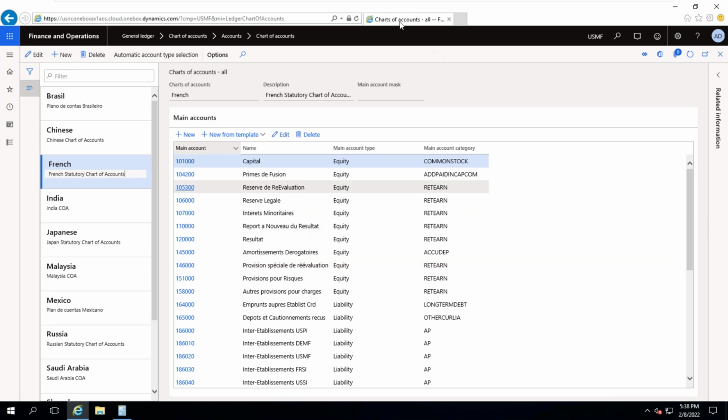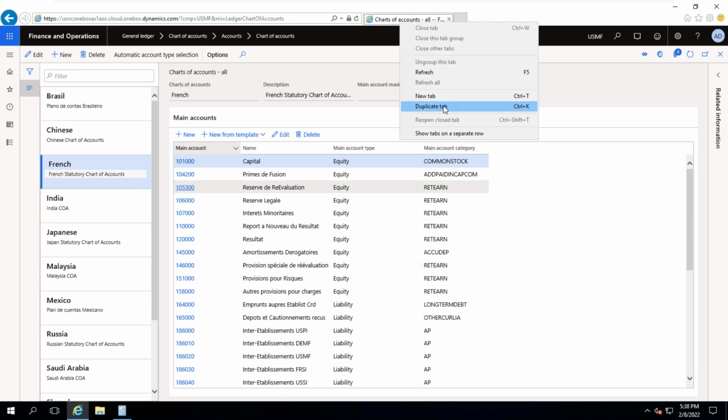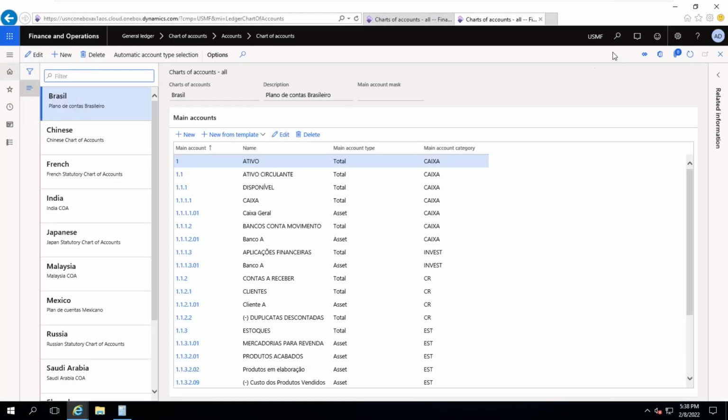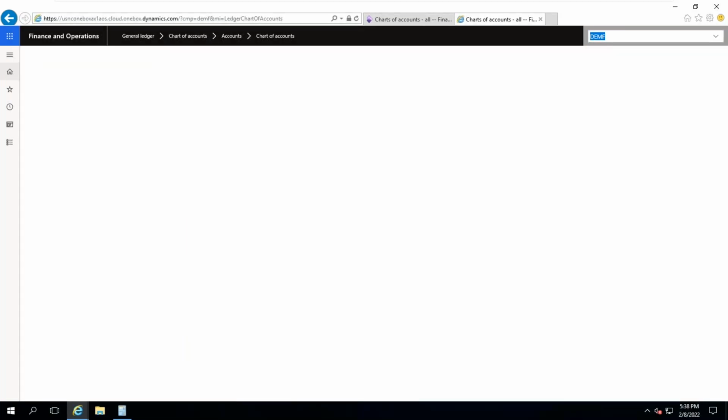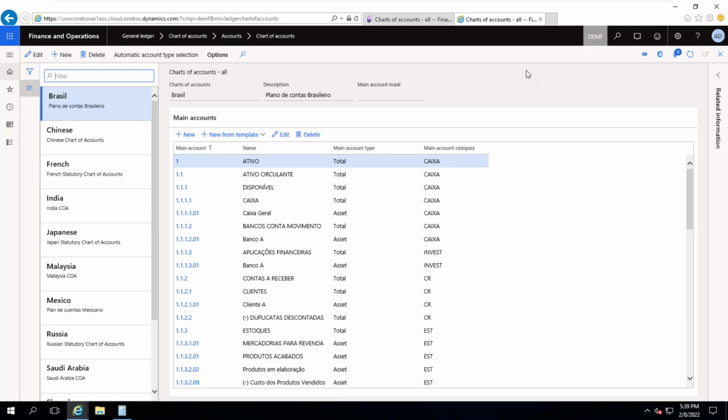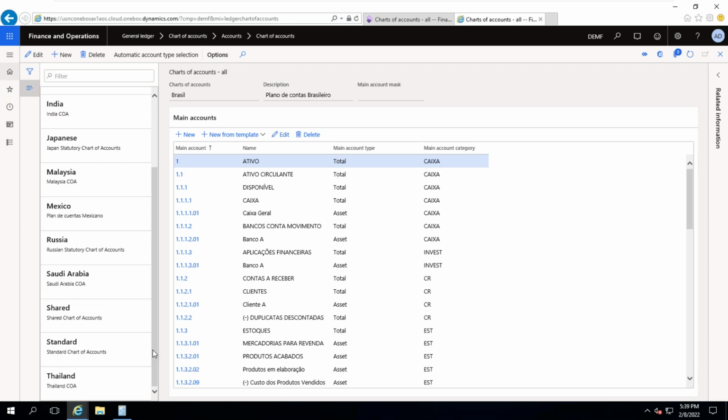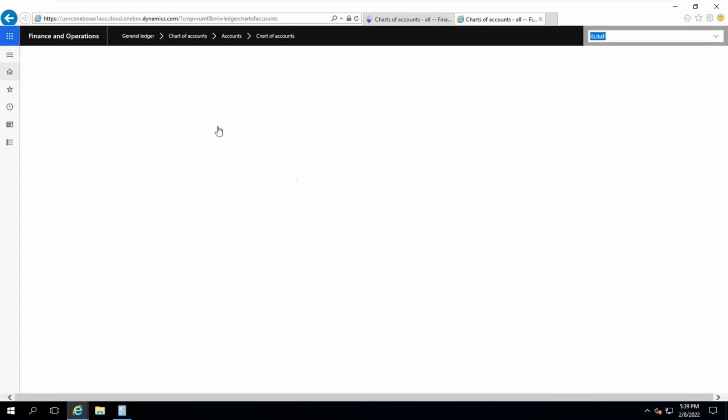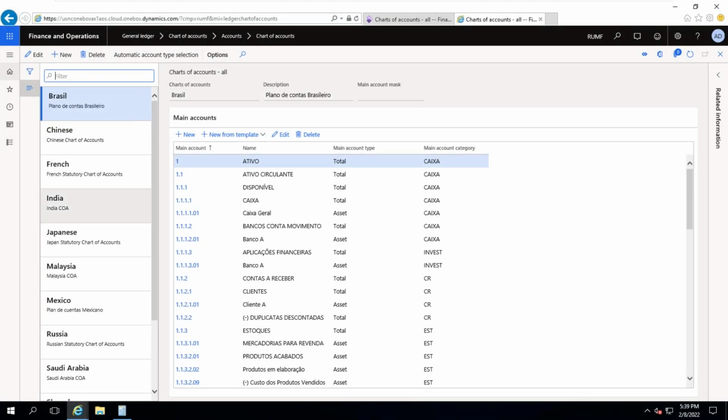If you go to another company, I'm taking a duplicate, suppose the DMF company, look at this: the same set of chart of accounts is available. If you go to the RUMF company, the same set of chart of accounts is available. Any company it will be.